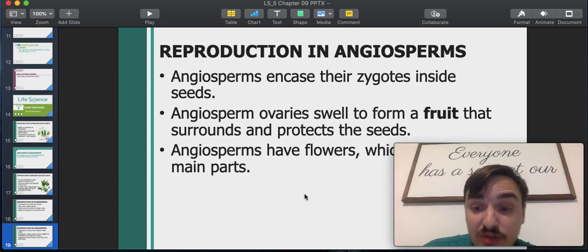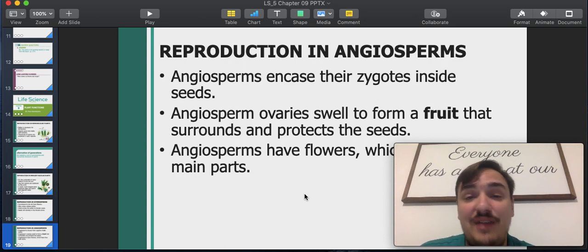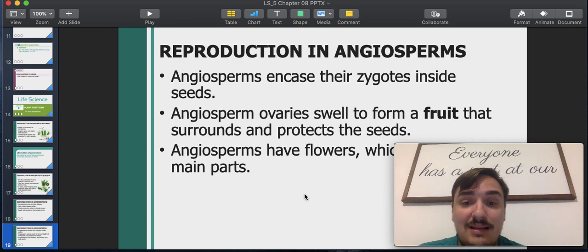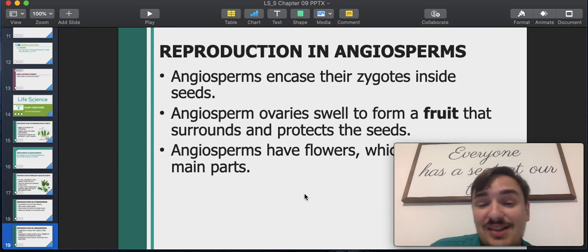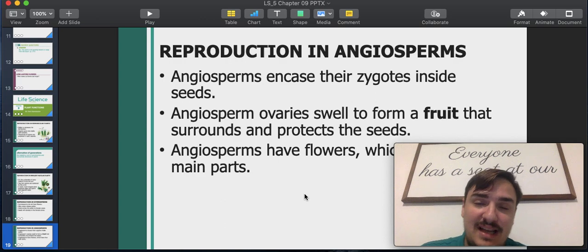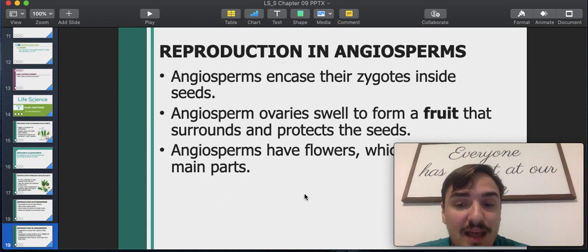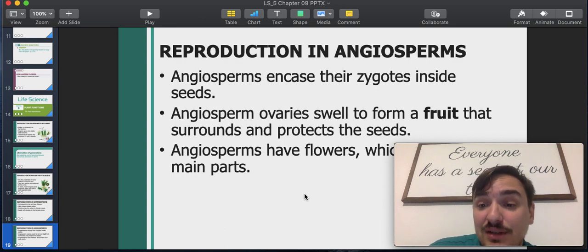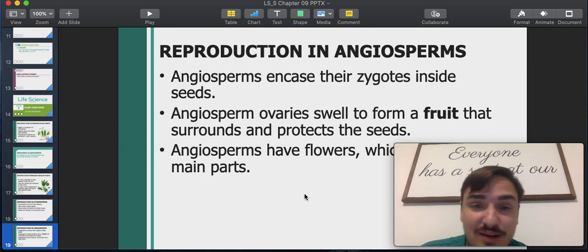So angiosperms produce flowers. These flowers have very beautiful colors and smells, and even food like nectar that attracts insects to them. And when an insect lands on the flower, it gets that pollen on it, and when it flies to another flower, it deposits that pollen, which allows for pollination. Once that happens, that flower will eventually become the fruit and produce the seeds that are inside of that fruit.